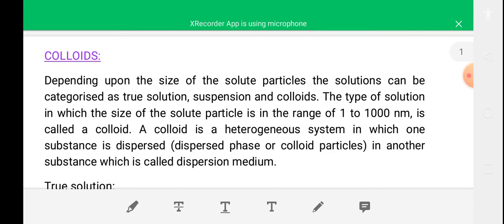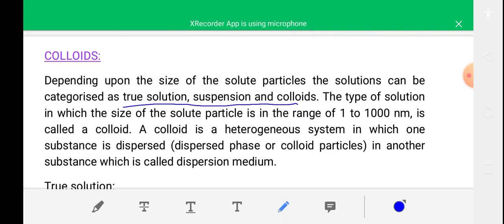Based on the size of solid particles present in a solution, solutions can be classified into three classes: true solution, suspension and colloid. According to the syllabus in Chapter 5, Surface Chemistry, you have to read only about colloids. Okay, only colloid is given in the syllabus. So three types of solution: true solution, suspension and colloids.